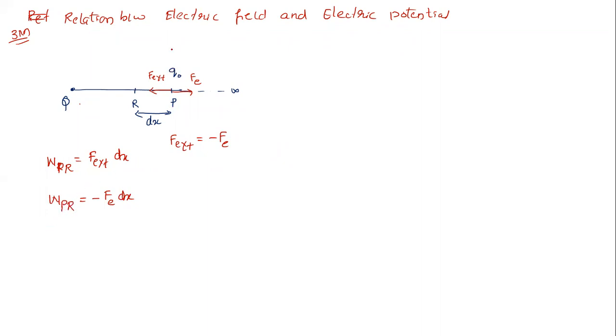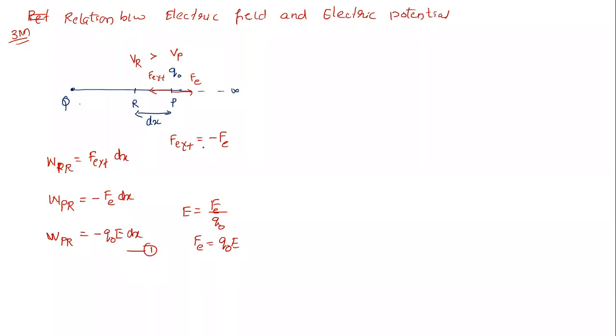Let's say the potential at P is Vp and the potential at R is Vr. Of course we know Vr is greater than Vp, which means the potential at R is higher. Now I need to replace the electric force with minus Q naught times E into dx, from the definition of electric field, force per unit positive charge, so electric force becomes Q naught times E. That is the work done to move from P to R. Let's call this equation number 1.